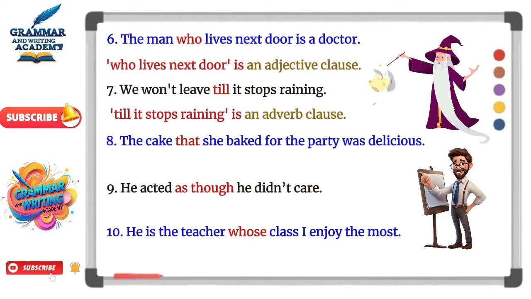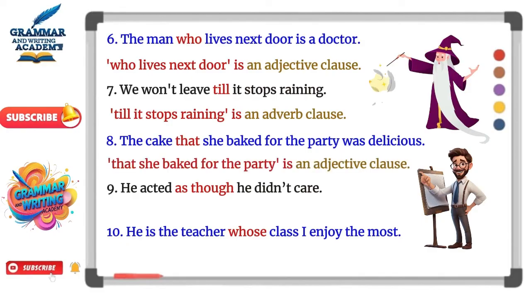8. The cake that she baked for the party was delicious. We have a relative pronoun which is that. So, that she baked for the party is an adjective clause. 9. He acted as though he didn't care. We have a subordinating conjunction which is as though. So, as though he didn't care is an adverb clause.